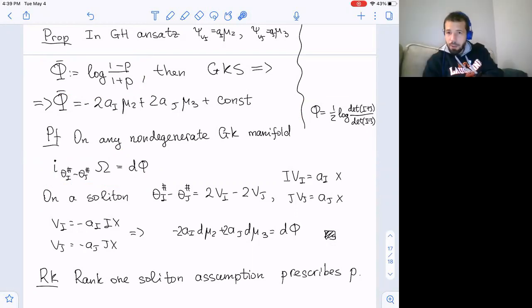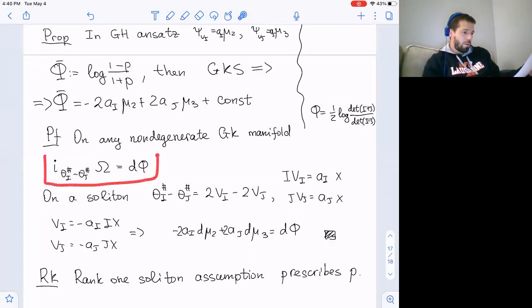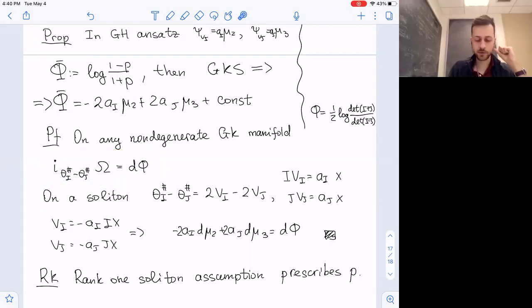Yeah, but the p is part of the, I mean, you are trying to prove something without assuming the, yeah, I'm not sure. So if you have any non-degenerate generalized scalar manifold, you can consider this function phi, say in dimension 4. Then you will have this identity. Now let's assume you have a soliton. If you have a soliton, then the difference of these Lie vector fields is the same as the difference of the soliton vector fields v_i and v_j, just by the definition of v_i and v_j.